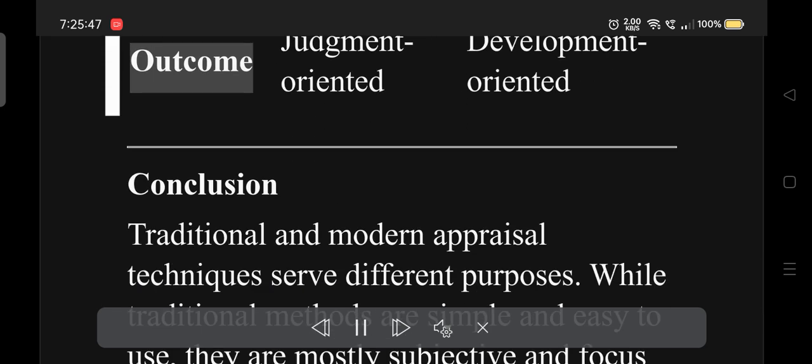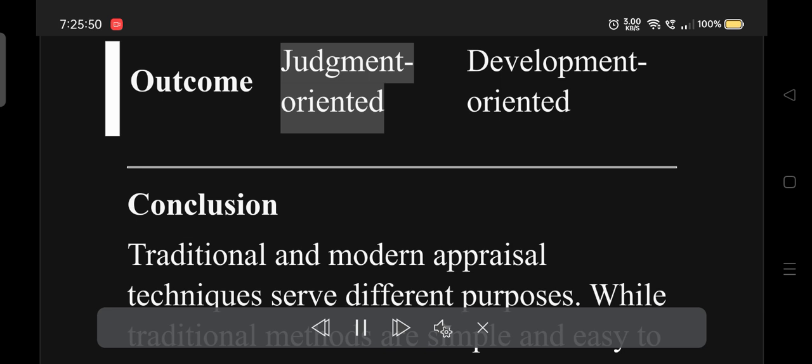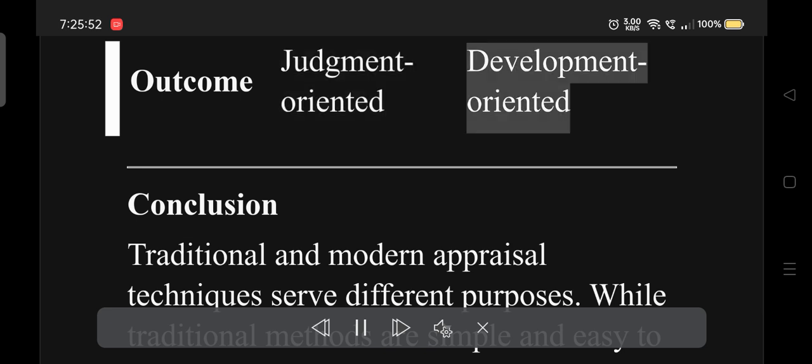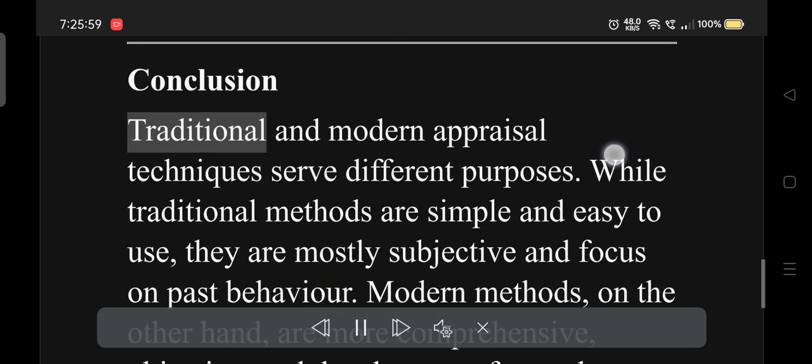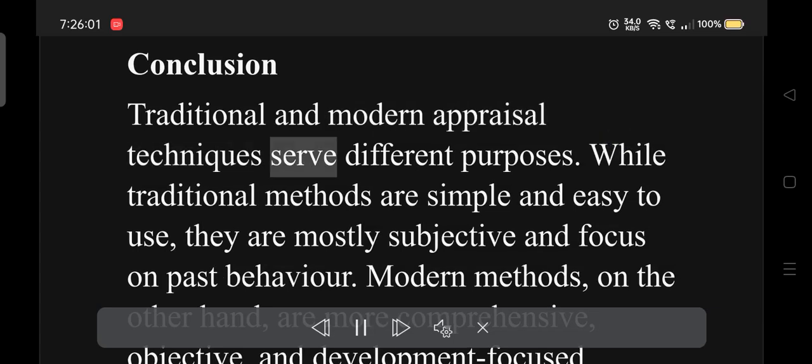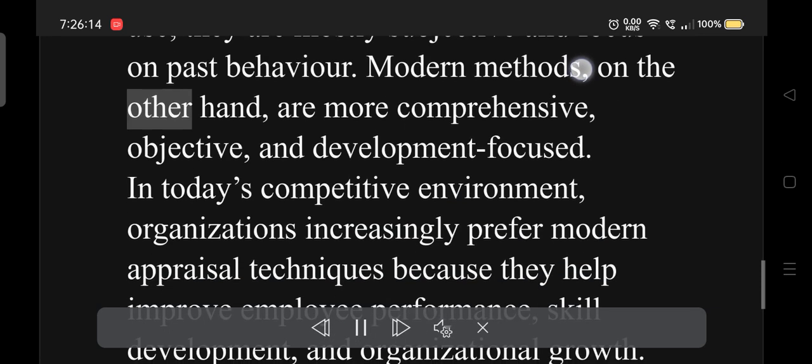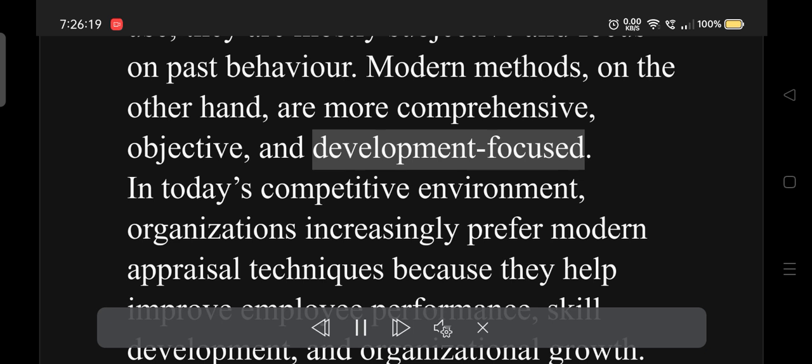Outcome: judgment-oriented versus development-oriented. Conclusion. Traditional and modern appraisal techniques serve different purposes. While traditional methods are simple and easy to use, they are mostly subjective and focus on past behavior. Modern methods, on the other hand, are more comprehensive, objective, and development-focused.